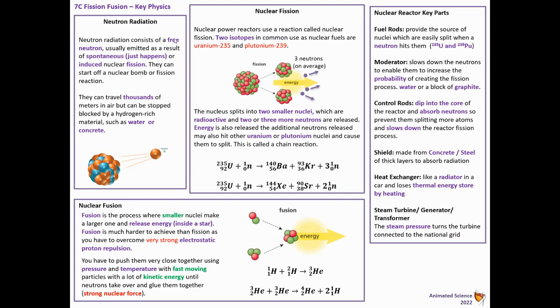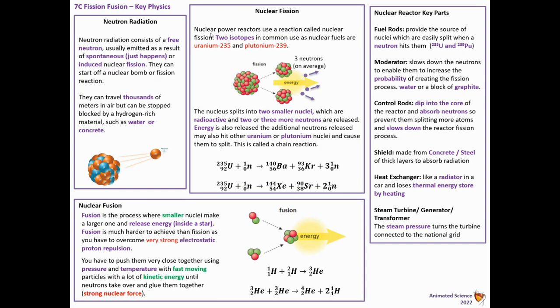Neutron radiation consists of a free neutron, usually emitted as a result of spontaneous, i.e. it just happens, or induced nuclear fission. They can start off a nuclear bomb or a fission reaction. Obviously, these neutrons travel around and can be dangerous. They could travel thousands of meters in air, but can be stopped or blocked by hydrogen-rich materials such as water or concrete.